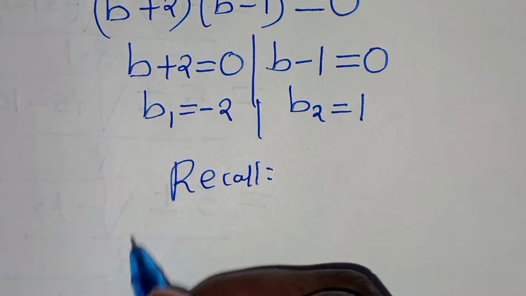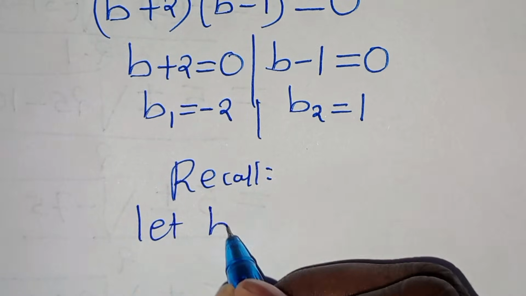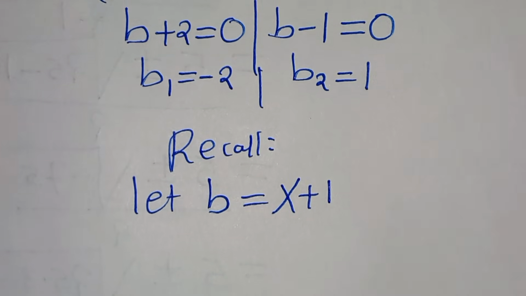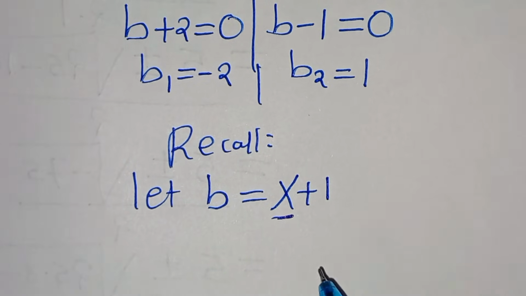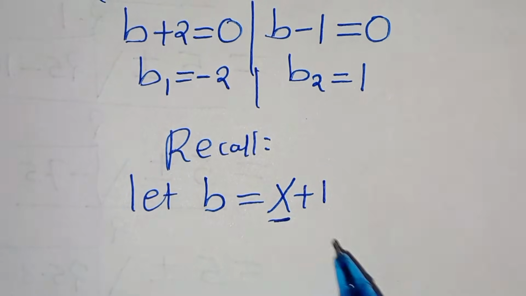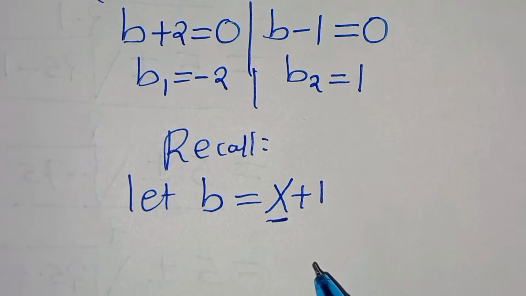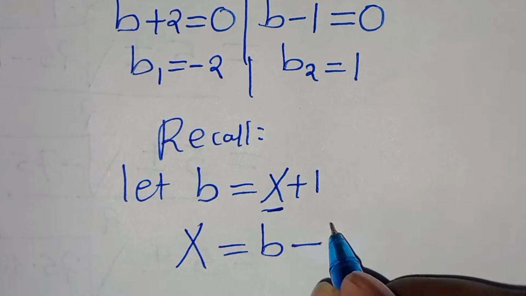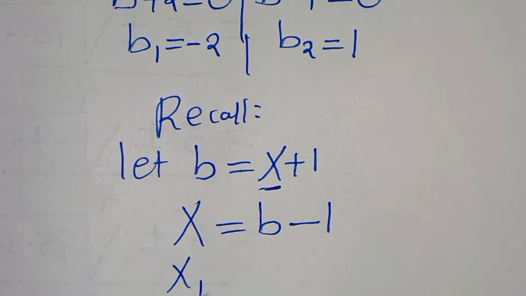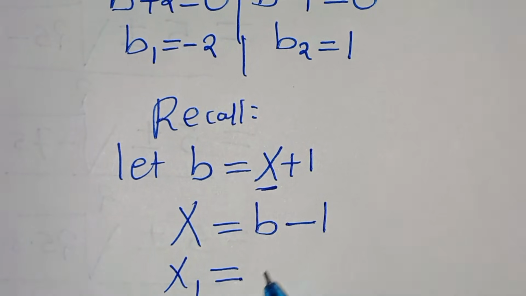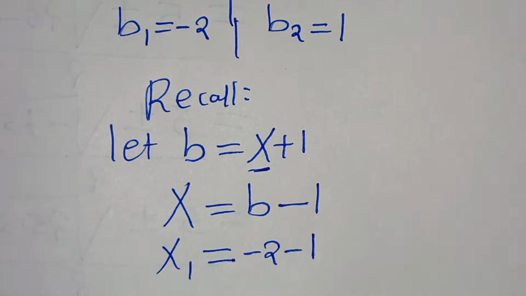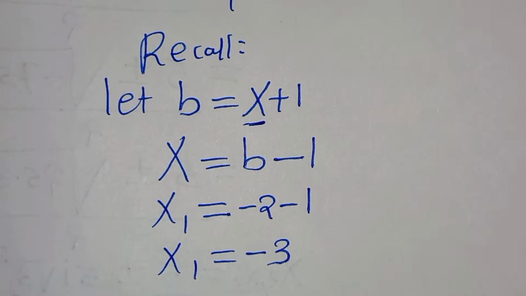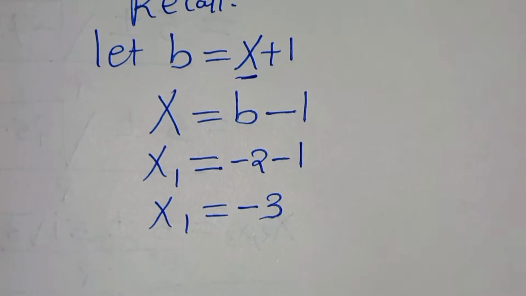Now, if you recall, we assumed that b is equal to x plus 1. So now we can solve for the values of x from here. Let's start with b1, which is minus 2. So x is equal to b minus 1. So x1 is equal to minus 2 minus 1, and this means that x1 is equal to minus 3.